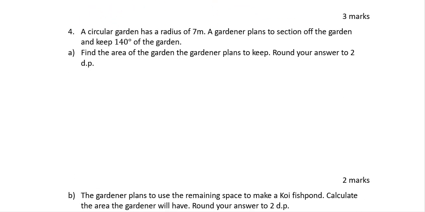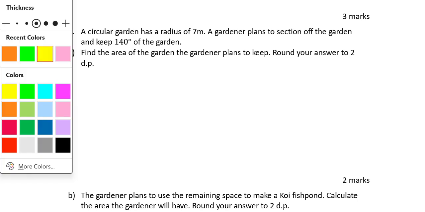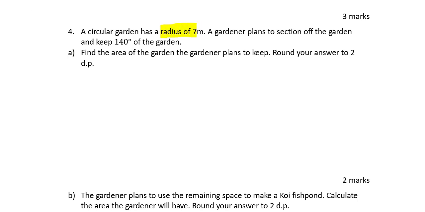A circular garden has a radius of 7 meters. A gardener plans to section off the garden and keep 140 degrees. Okay, this just means 140 degrees of the garden. Find the area the gardener plans to keep. Find the area. Round answer to 2 decimal places.